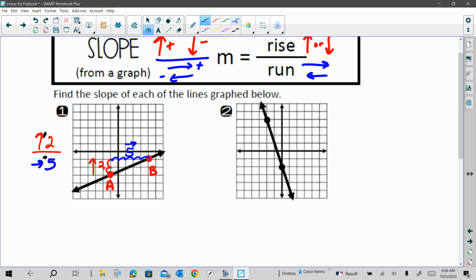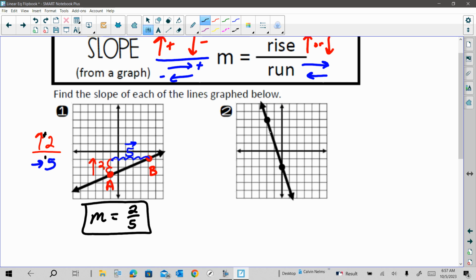So my slope, and our symbol for slope, we can do this underneath here, is M. Actually, let me change that font. M is our symbol for slope. So my slope here is 2/5. And we're going to always write the simplified fraction representation of the slope. Okay. So go ahead and try number 2.